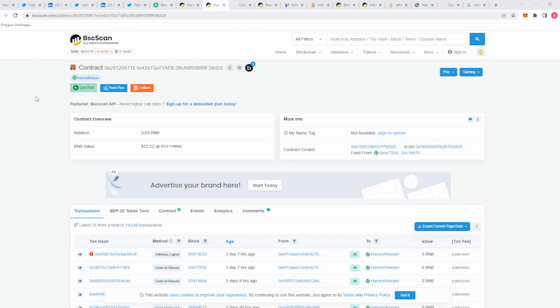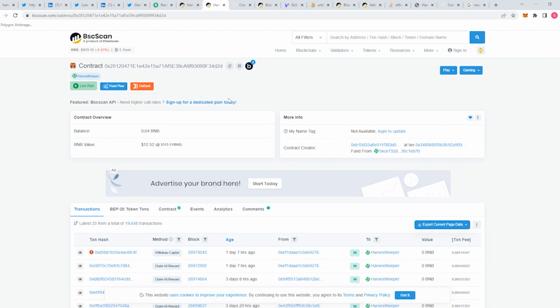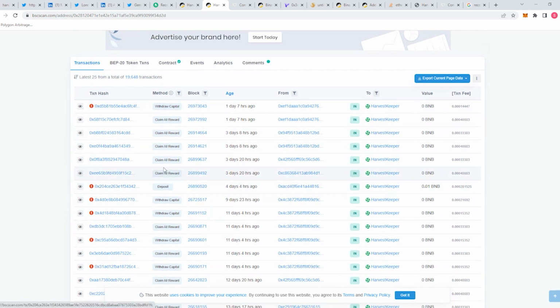Let's start on the contract page for Harvest Keeper here on BSC Scan. If you don't know, you can put in an address in the search bar and search. Many projects will actually link directly to this page for their project. So if we look down here at the regular transactions, we can actually see that people are still trying to interact with the contract.